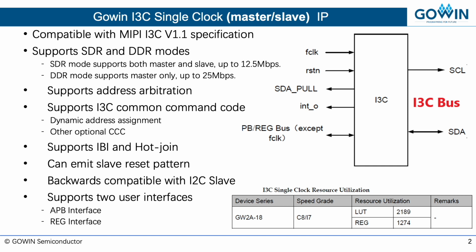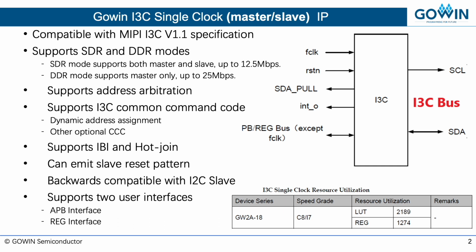We have implemented all the mandatory features of the I3C 1.1 specification. They include the SDR mode and DDR modes of operation. We have achieved 12.5 megabit speed for single data rate mode and 25 megabit speed in double data rate modes of operation. This IP supports address arbitration for all the I3C slaves, where an I3C slave with the smallest 7-bit address is the winner. The IP does the dynamic address assignment for all the I3C slaves on the bus.